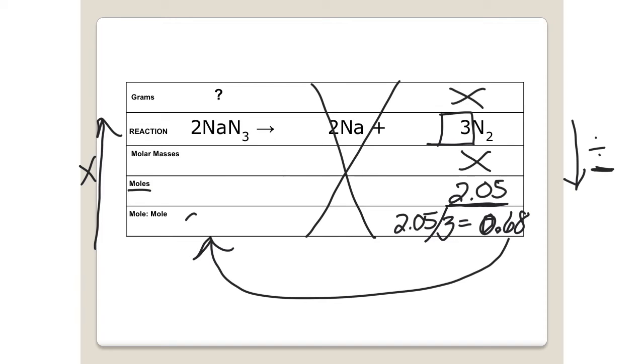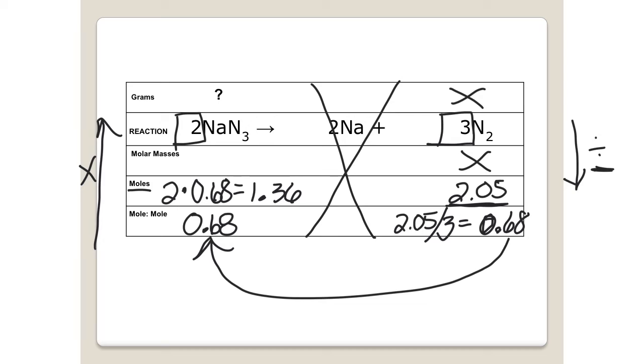Then we take that number and we rewrite it in the mole to mole ratio part underneath the one we're solving for. Now we're going up, so we're multiplying. So to get to moles, we have to take 0.68 times the mole to mole ratio. Again, the mole to mole ratio is our coefficient. So we're going to take 2 times 0.68 to figure out how many moles we have. And if we round that to the 100 spot, we get 1.36.